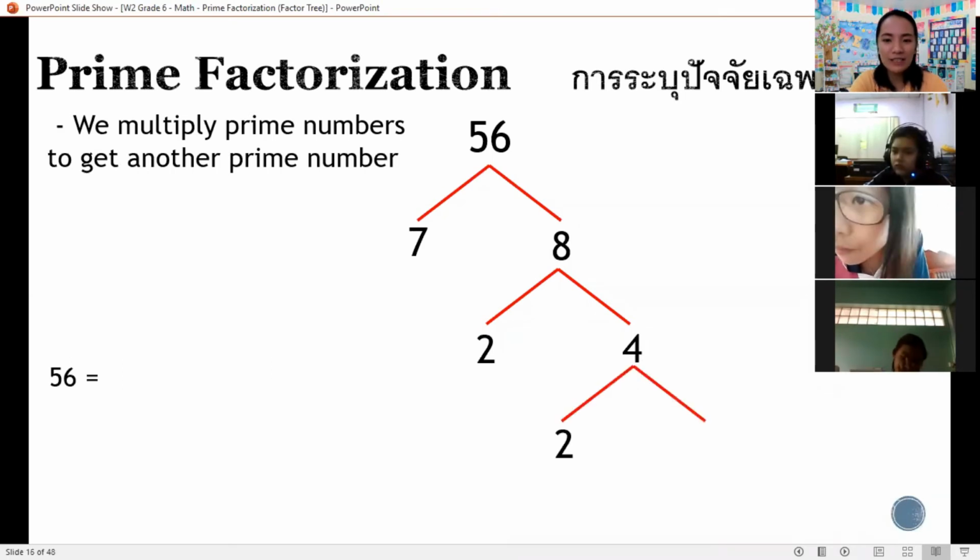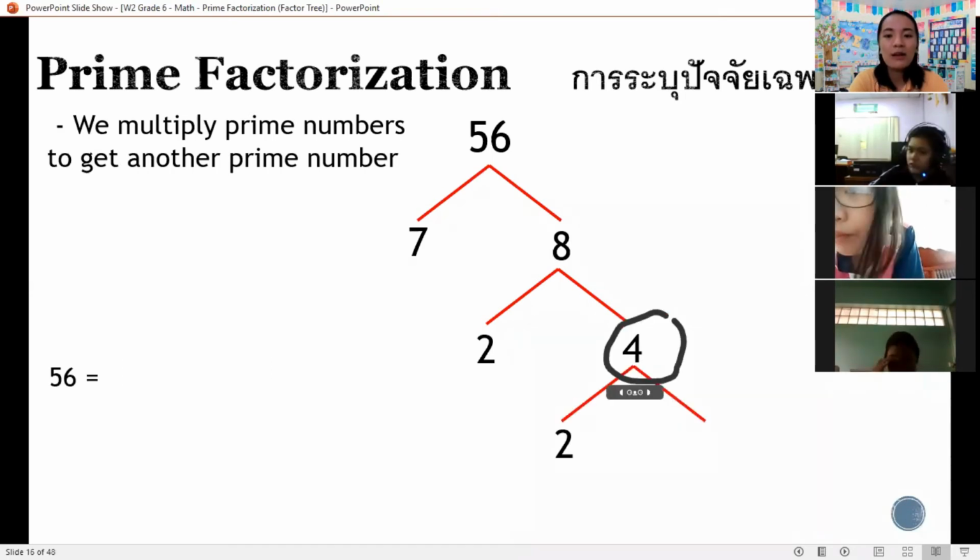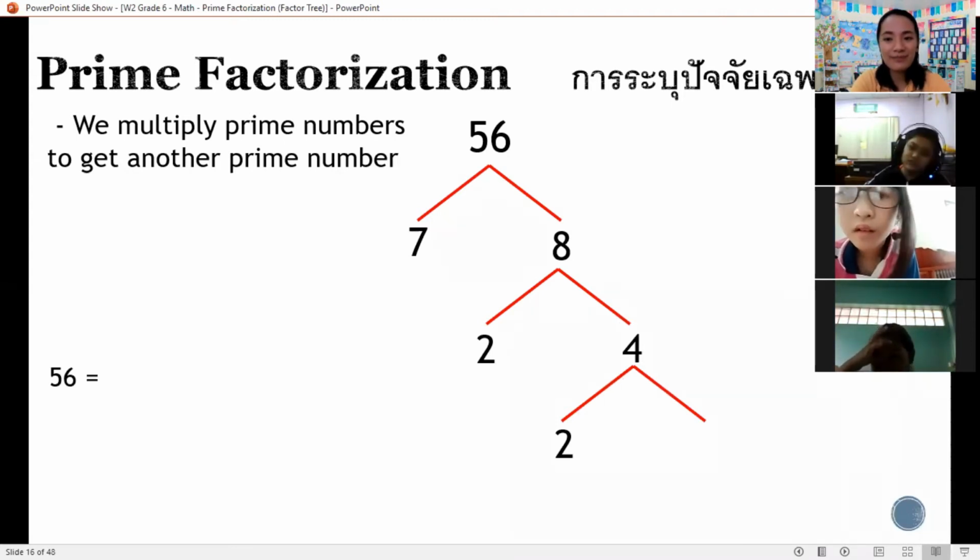It's 4. Now, let's factorize again. What number will we multiply to 2 to get 4? 2. 2, very good. Look at this: 56, we have 7 and 8, and then 8 is 2 and 4, and 4 is 2 and 2. I want you to give me the prime numbers in the factor tree that you can see. We have 4. So what are those?